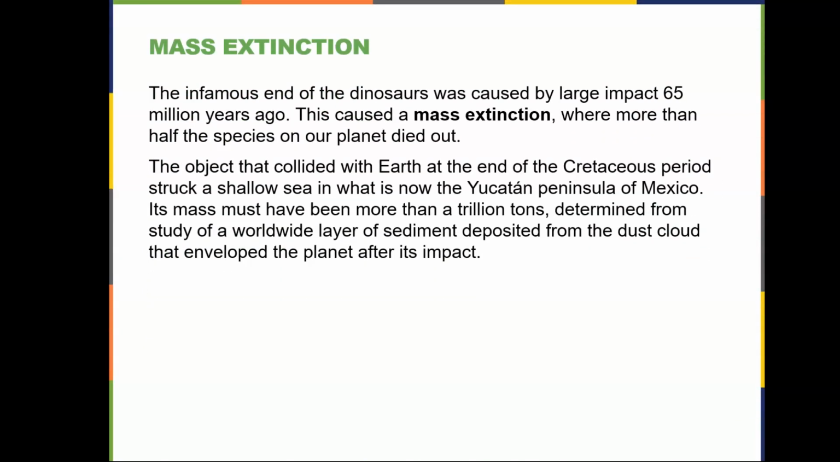The infamous end of the dinosaurs was caused by a large impact 65 million years ago. This caused a mass extinction, where more than half of the species on our planet died out. The object that collided with Earth at the end of the Cretaceous period struck a shallow sea in what is now the Yucatan Peninsula of Mexico.